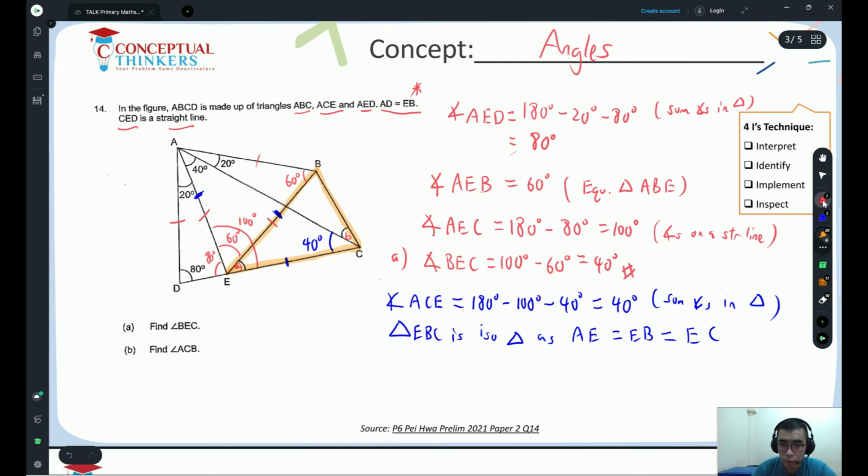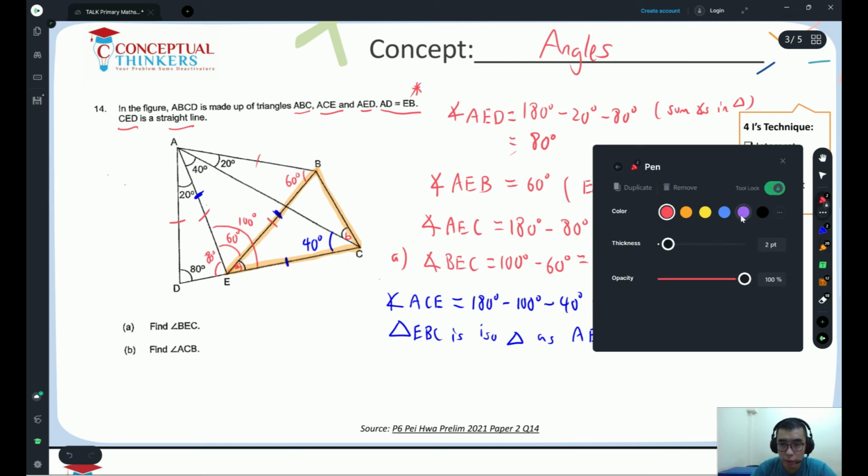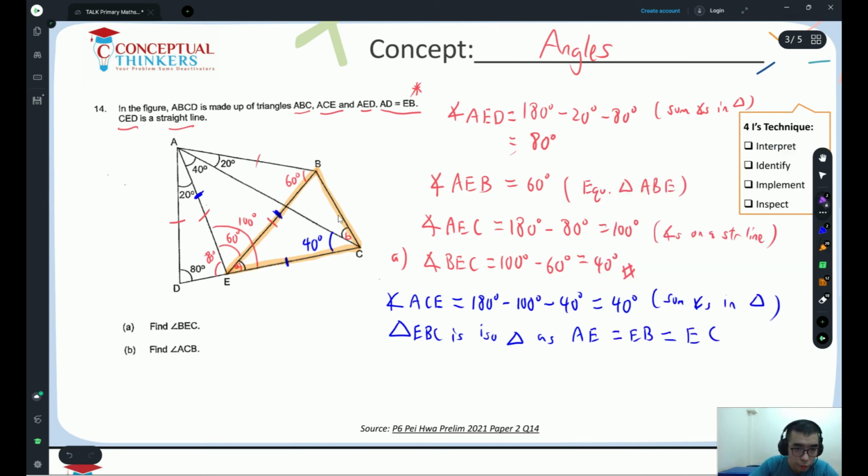Okay, so I'm going to use another color to indicate what I'm trying to find here. I'm going to find what the angle is here, this purple color. I can find this because I already know this angle BEC, which I found initially from the A side, is 40 degrees. So I can find this angle here.